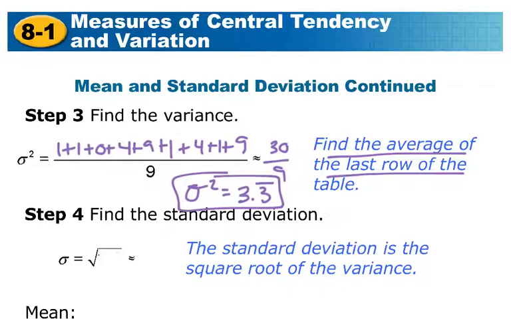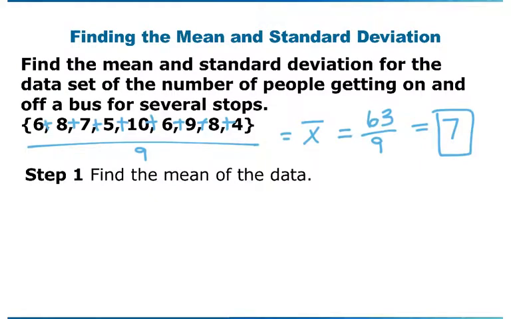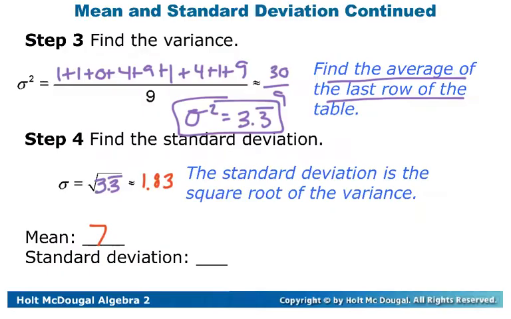All right, now that we have our variance, all we need to do is take the square root of the value that we got, and then we will have our standard deviation, so 1.83. So our mean is 7 from the previous, or from that first operation. So 7 here. And then our standard deviation was 1.83.